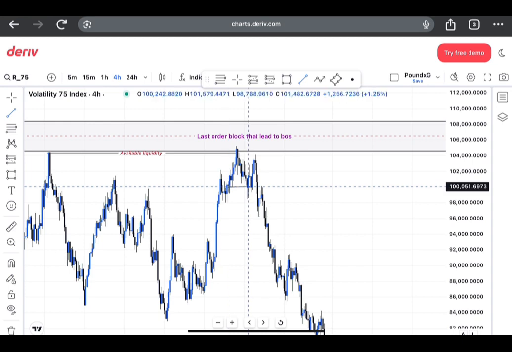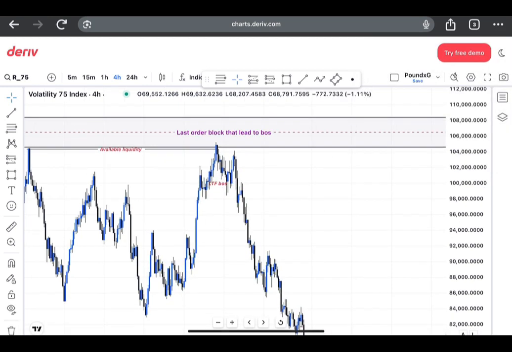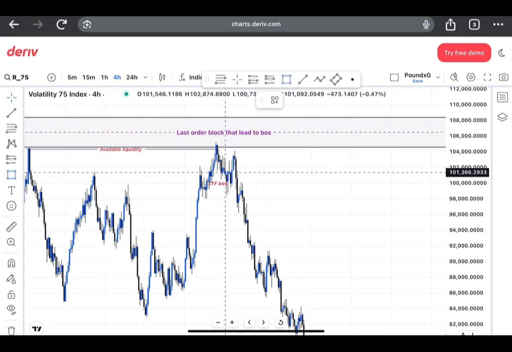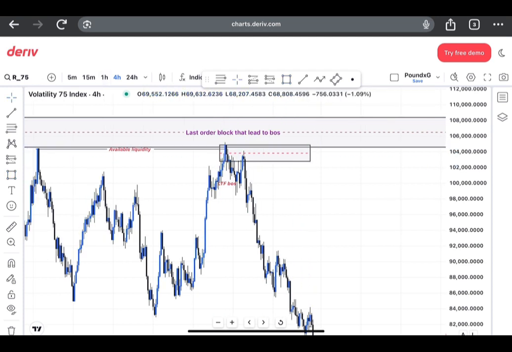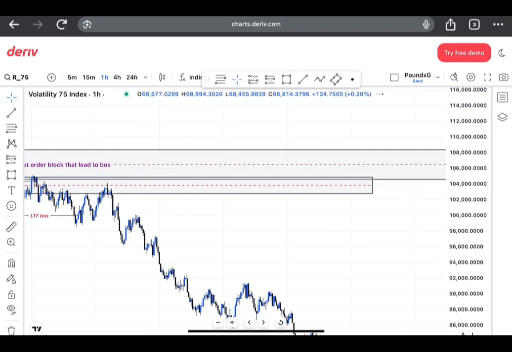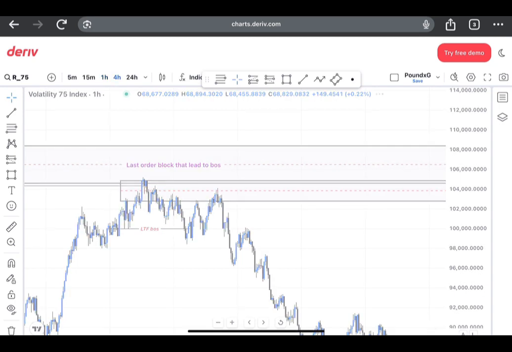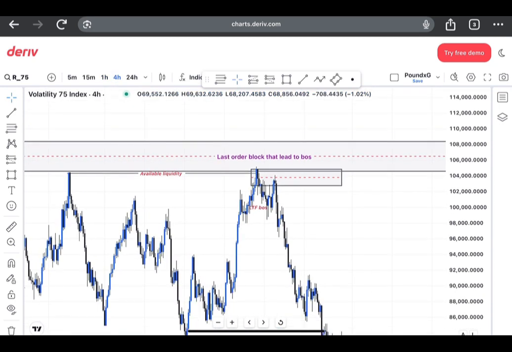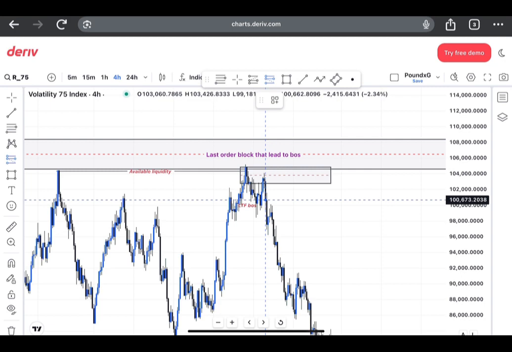So what I have to do now is to map out the internal break of structure, which is on the lower time frame. After mapping the internal break of structure, I'll have to wait for the market to pull back to the last supply area on the lower time frame that led to the internal break of structure. So after mapping the lower time frame order block that led to the break of structure, that's after the market has mitigated the daily time frame order block.